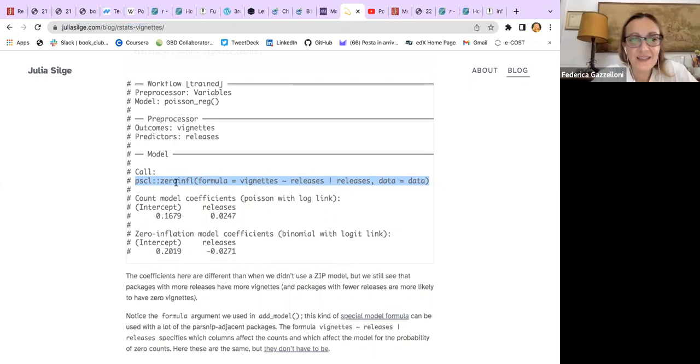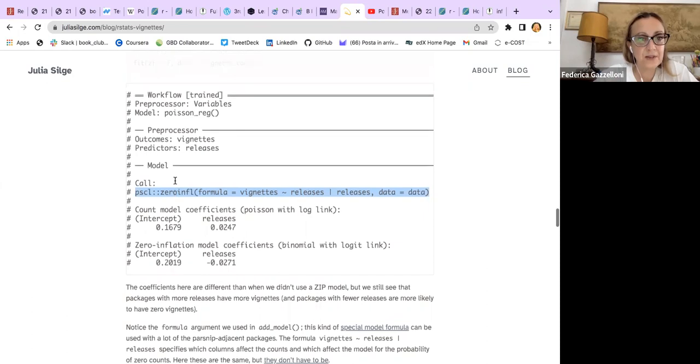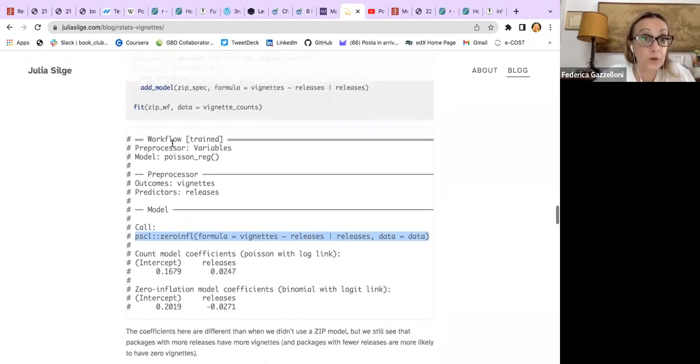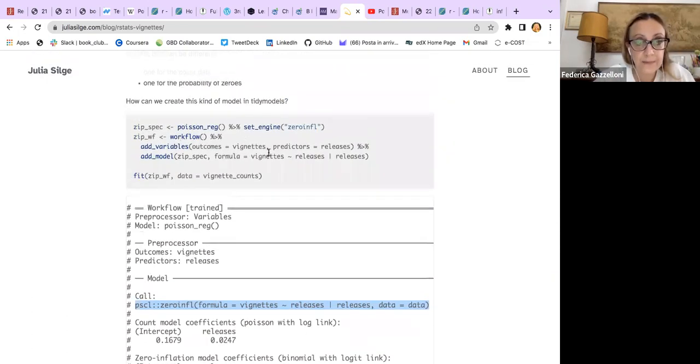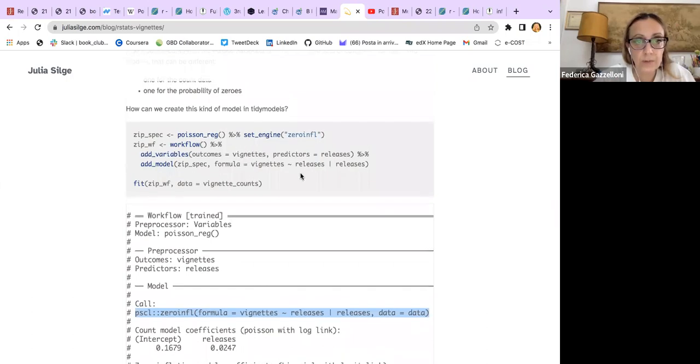So basically here, she used a very simple model with just one predictor. And she did this too, as you see, the response and the predictor. And the other model has just the predictor. Okay, so this is the zero-inflated type. This is the output of the workflow. Okay, so there it is.